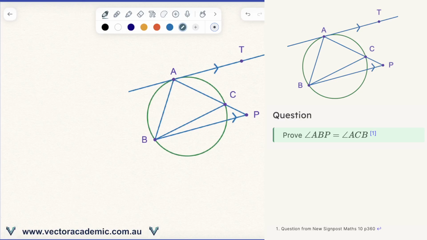Hello everyone. Today we have a circle geometry question from the Year 10 syllabus. As usual, I'd like you all to give it a try before we have a look at which theorems we'll need to complete the question.